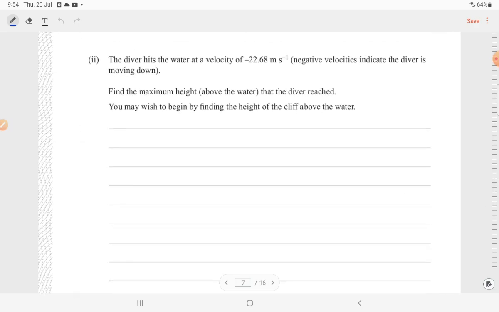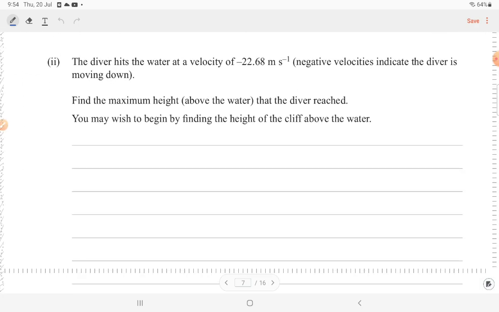The diver hits the water at a velocity of negative 22.68 meters per second. Find the maximum height that the diver reached. You may wish to begin by finding the height of the cliff above the water. This is quite a difficult problem, probably an excellence level. So the diver hits the water at a velocity of negative 22.68 meters per second.